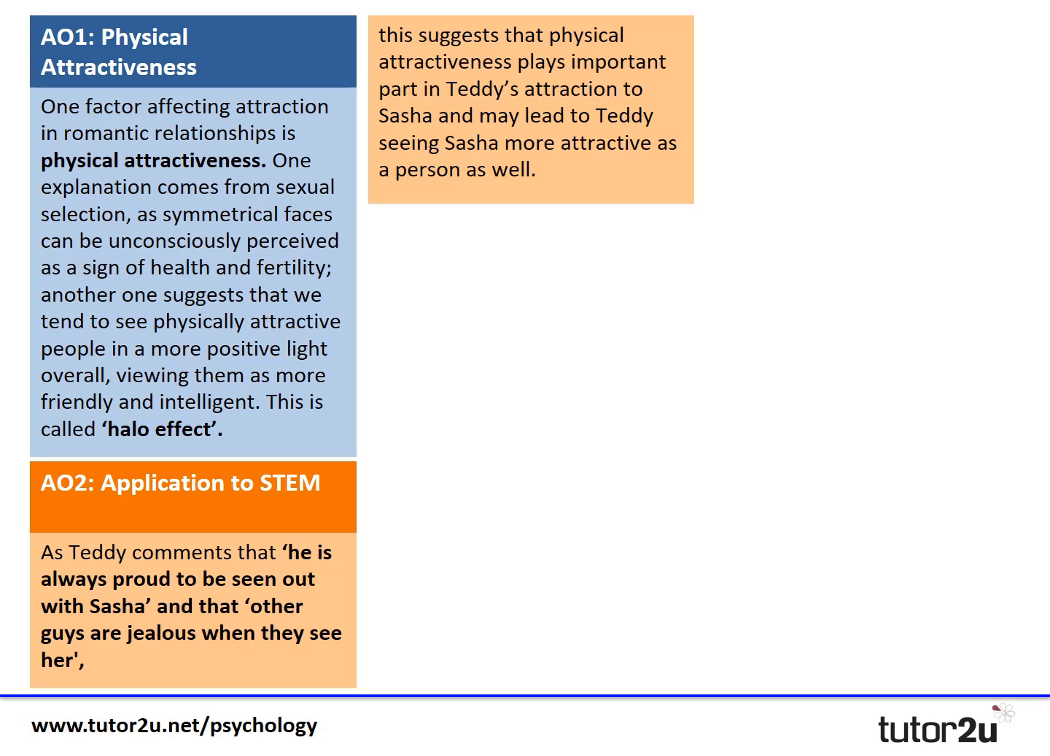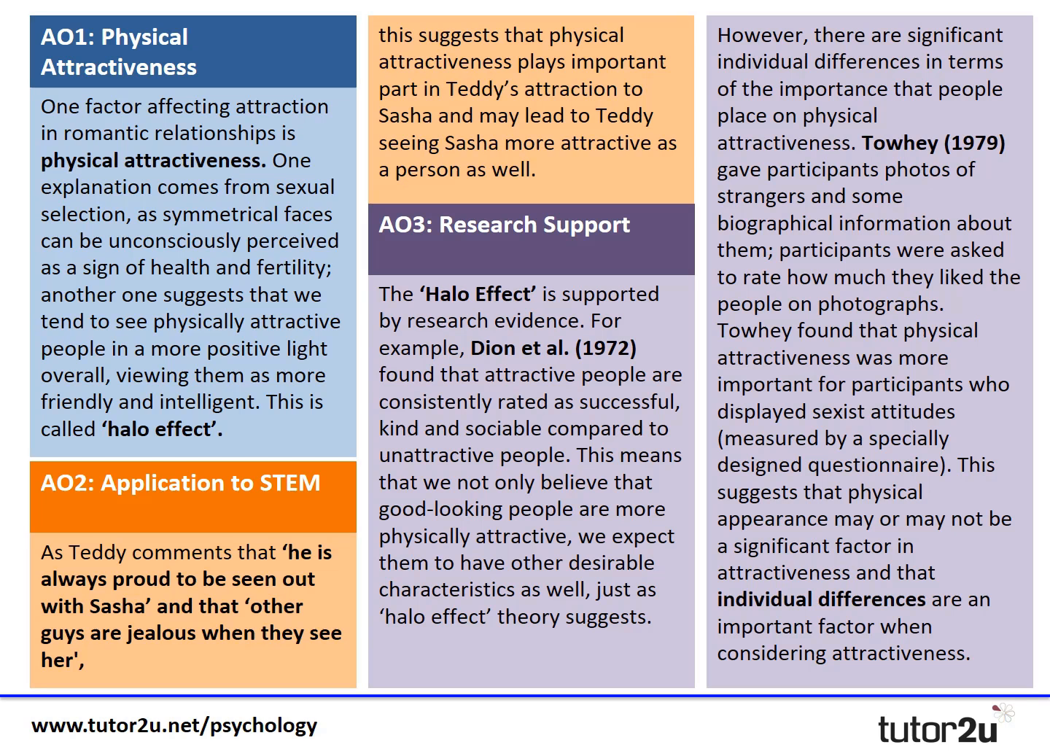I'm then going to apply this, saying that Teddy's comments, that he's always proud to be seen out with Sasha and that other guys are really jealous when they see her, suggest that physical attractiveness plays an important part in Teddy's attraction to Sasha and may lead Teddy to see Sasha as more attractive as a person on the whole, which is linked to the halo effect. I've then said I'm going to evaluate at this point, and if I put the evaluation on the screen, probably as a whole slide, this looks a bit intimidating at this stage.